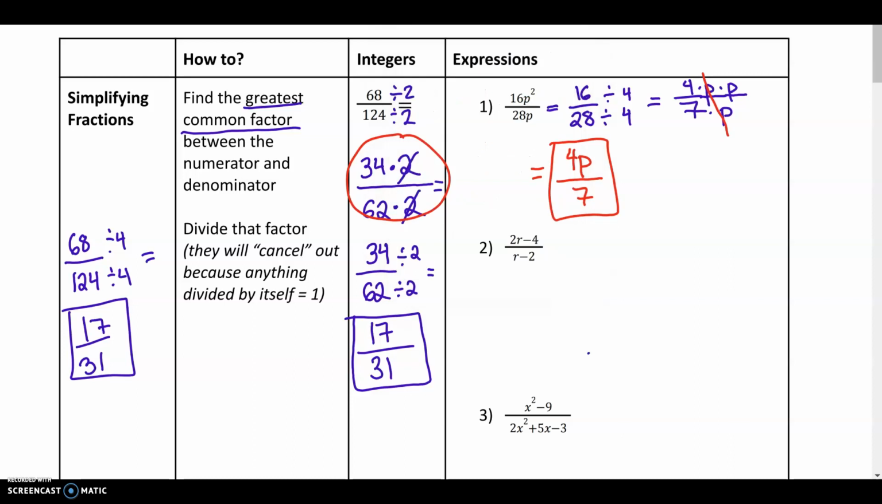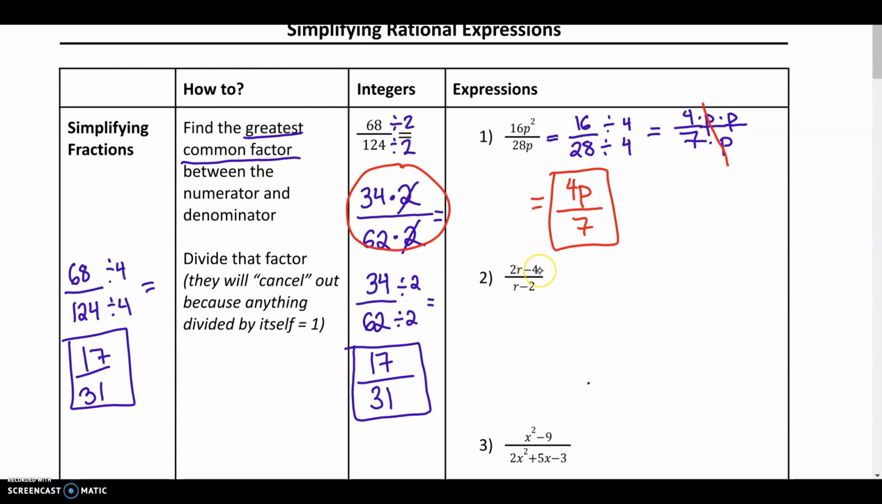So in number 2, you have 2r minus 4 over r minus 2. And all the time I see algebra students going like, I see a minus 4 over minus 2. 4 divided by 2 is 2. Boom, I can cancel those and make it a 2. You cannot do this. And I'm going to explain why now, but make a note to yourself that you cannot do this. Let's actually write this down off to the side.